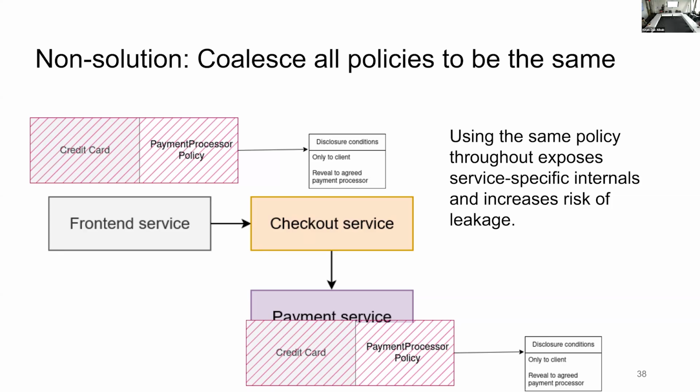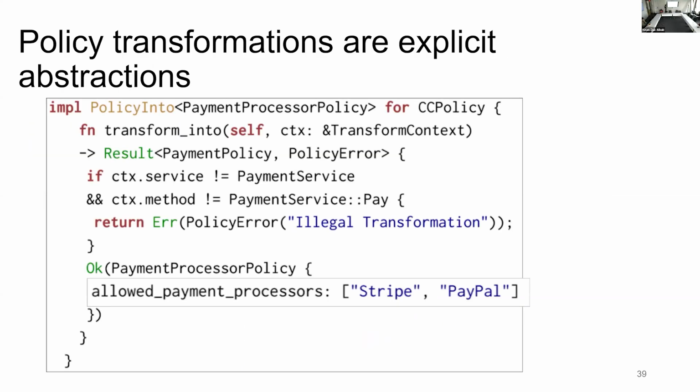So what do we propose? We introduce a new mechanism that is a policy transformation. Here is a code snippet. I have the credit card policy, the strong version, that says only reveal to the clients. And I want to be able to transform it into a payment processor policy that says you're also allowed to reveal it to the payment processor.